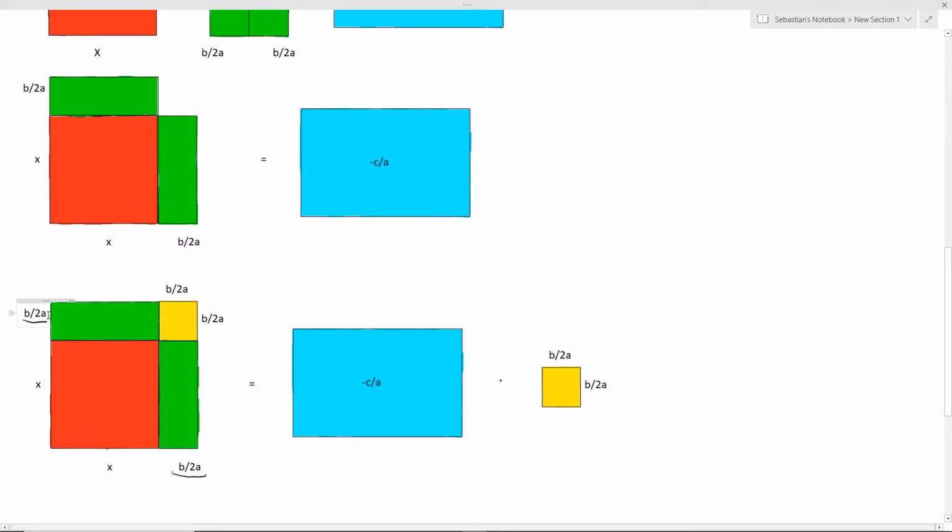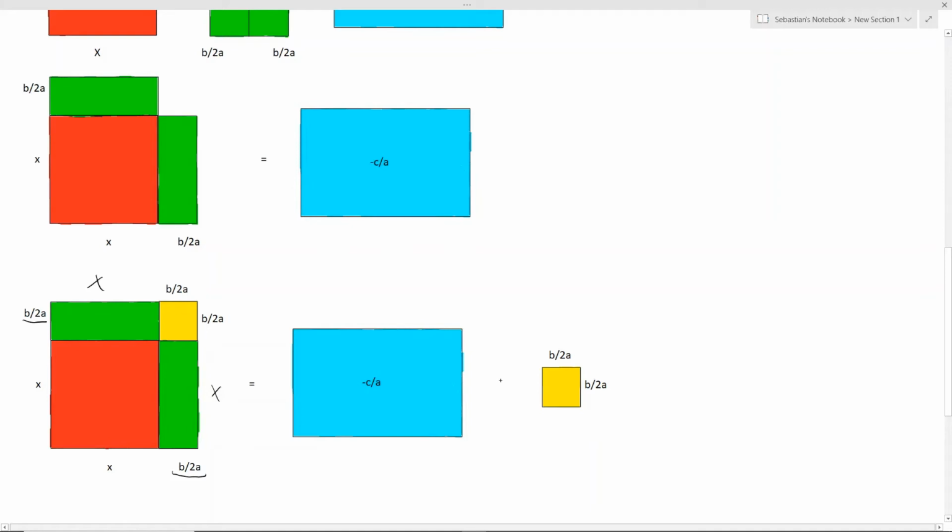So the reason that the side lengths are b over 2a, just to recap, is because here we have this side of the green rectangle has a length of x, and then the second side has a length of b over 2a. So therefore the side lengths of the yellow square, if we want it to line up with these green rectangles, is going to be b over 2a, so that it fits well.